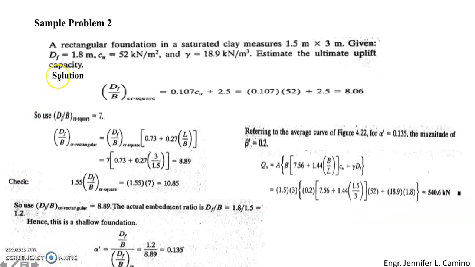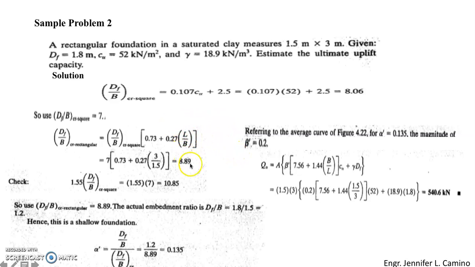The second example is a rectangular foundation in saturated clay. It measures 1.5 by 3 meters. You are given the parameters, and you have to estimate the ultimate uplift capacity. For this one, you also have to identify whether it is a deep or shallow foundation. So you have to solve for the ratio between dF over B and dF over B critical.